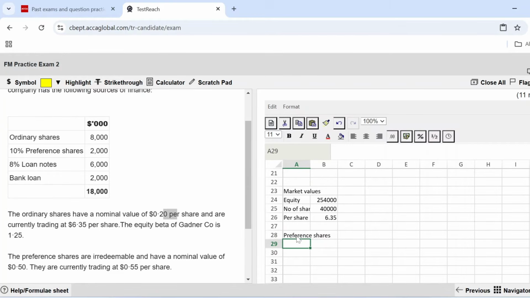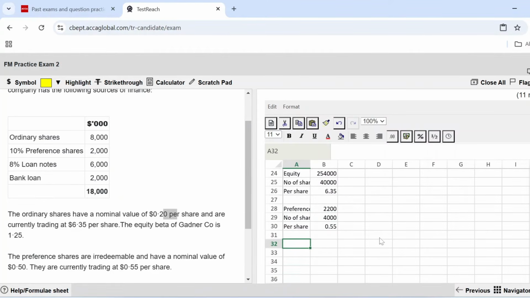So preference shares, firstly we will again find out the number of shares. The number of shares is 2000, and then that needs to be divided by the nominal value of 0.5. So these are your number of shares, 4000, and now you have to find out per share. Per share is given to us. Per share is 0.55. This is the market value, and then preference shares can be valued at this multiplied by this number of shares multiplied by how much one share is trading at in the market.